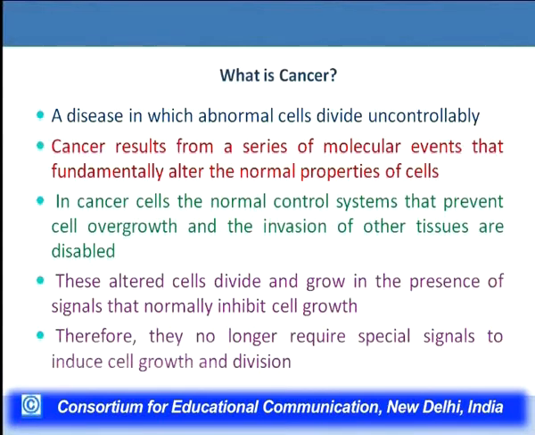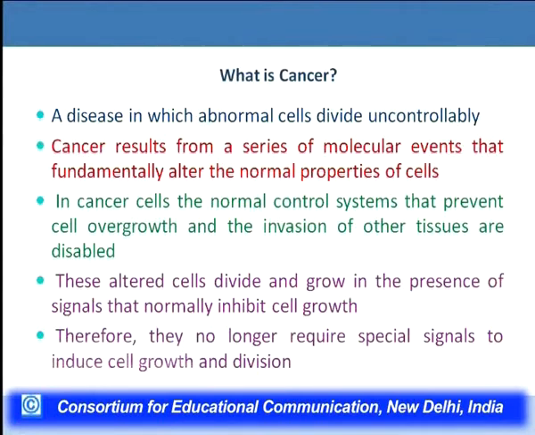That means the cells are not getting controlled by anything after there is a change, after there is a mutation in the cell, and after a cell has become cancerous, it might go and invade other organs of the organism. Now, these altered cells, those which have certain mutations, are able to divide and grow in the presence of signals which are normally inhibiting cell growth. So they do not require a specific signal.